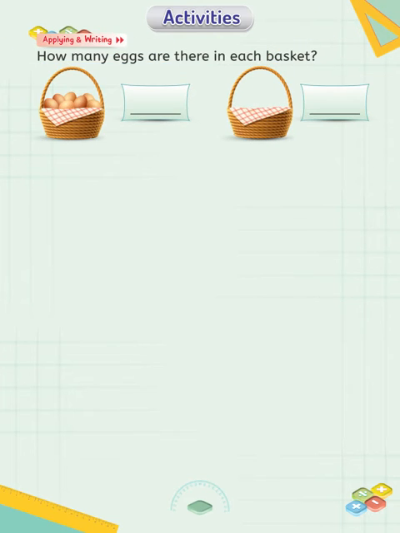Applying and writing. How many eggs are there in each basket? From the left, there are 7 eggs in the first basket. In the second basket, there are no eggs. The number of eggs in the second basket is 0. So write 0 in the given box.